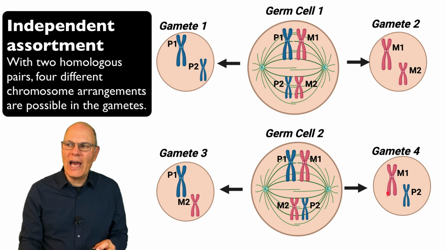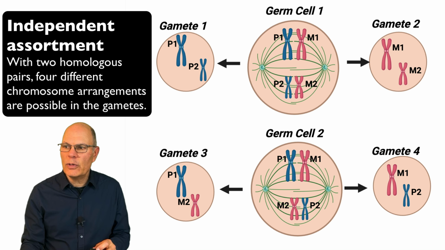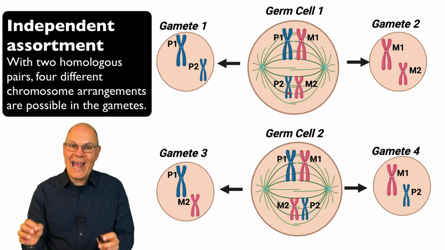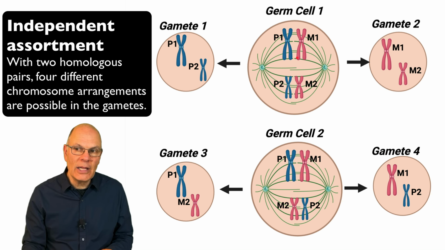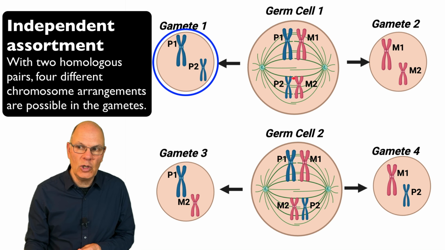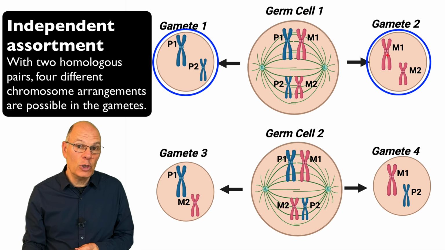What happens is that with 2 homologous pairs, 4 different chromosome arrangements are possible. That's 2 squared in the gametes. In other words, what we're going to do now during anaphase is we're going to pull these homologous pairs apart. So one possible arrangement is like this, and then in the gamete we have paternal chromosome 1, paternal chromosome 2, and in this gamete we have maternal chromosome 1, maternal chromosome 2.